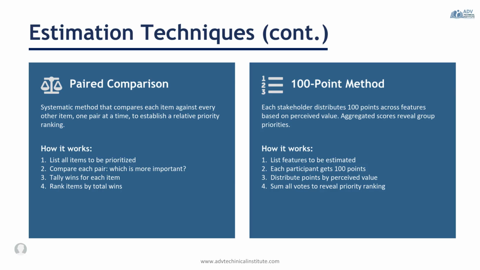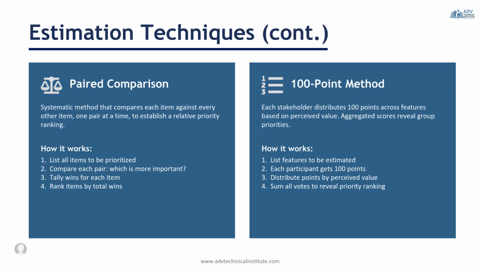For example, if a team is deciding between improving security, enhancing performance, or adding a new feature, they would compare security versus performance, security versus a new feature, and performance versus a new feature. The results are then tallied to determine the final ranking.